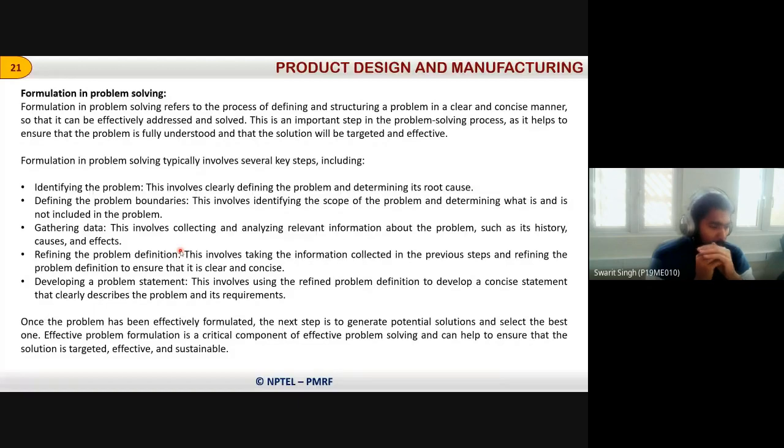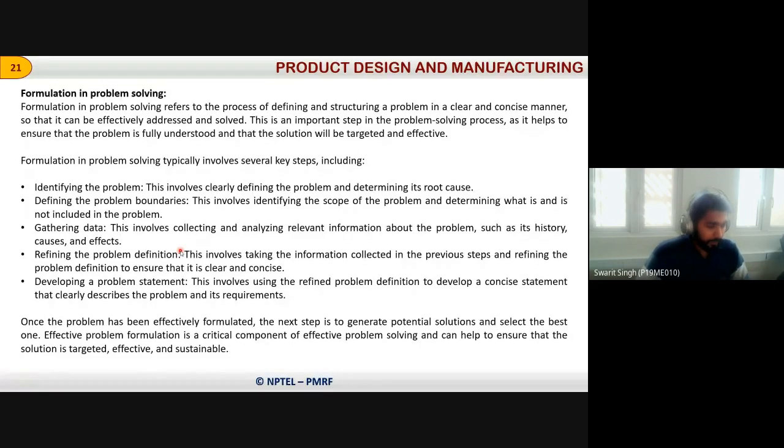Then defining the problem boundaries. We have to define the boundary of the problem, because every problem comes with some other problems. So first we need to define the boundary of the particular problem that we are going to solve. This involves identifying the scope of the problem and determining what is and is not included in the problem. So what are the things that we are going to solve, and what are the things that we are going to avoid or assume are already excluded from our problem. So it needs to be defined.